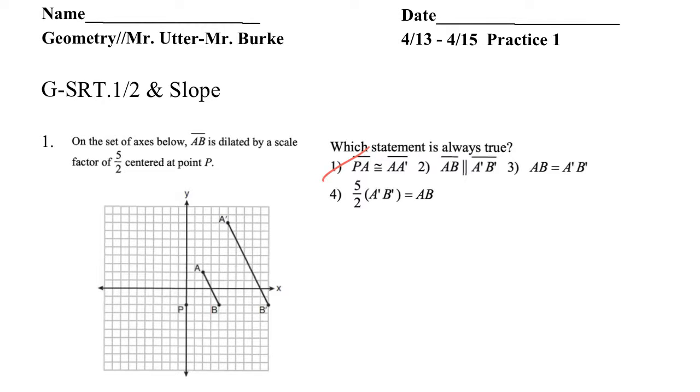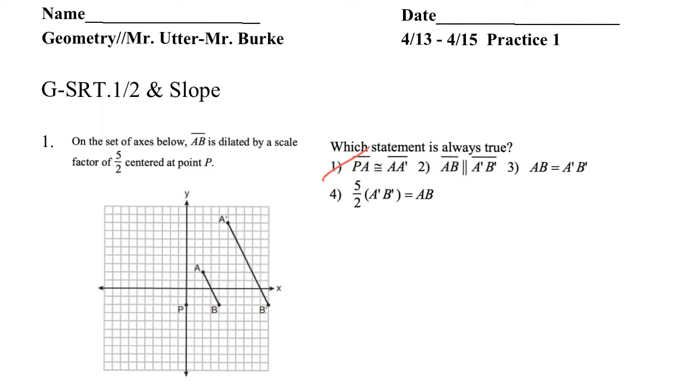All right, what about number 2? We have AB and A prime B prime are parallel to each other. Well, we know that is true because dilation preserves parallelism. So that's the winner so far. Let's just check the other ones just to be safe.